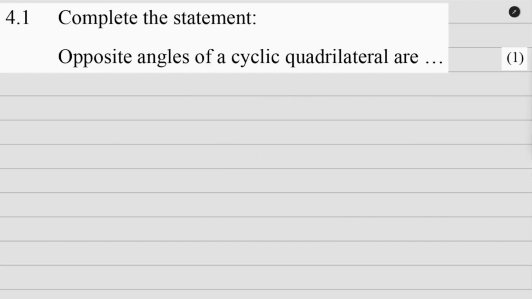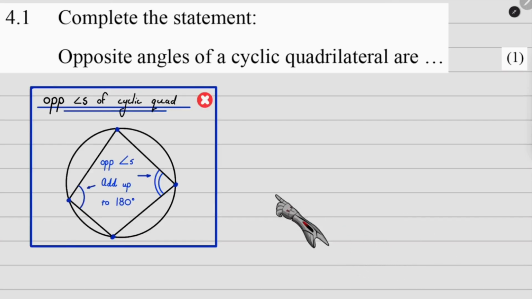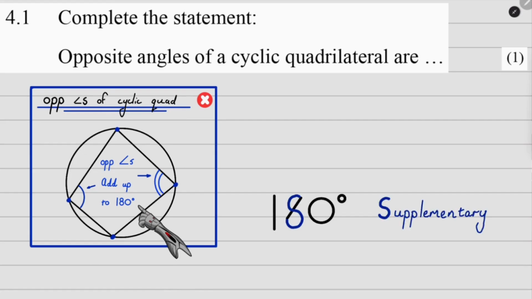Coming in hot with the Euclidean geometry, I need to complete the statement: opposite angles of a cyclic quadrilateral are... Now, they're testing a certain theorem. They're asking, do you know that the opposite angles of a cyclic quad add up to 180? And there is a shorter way to say that. We can say that they are supplementary.